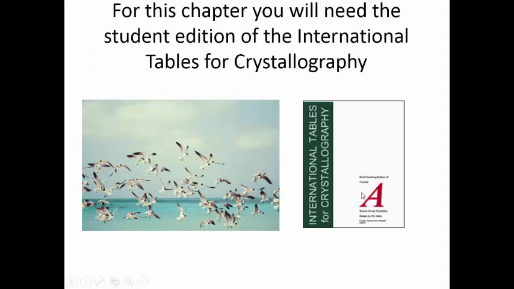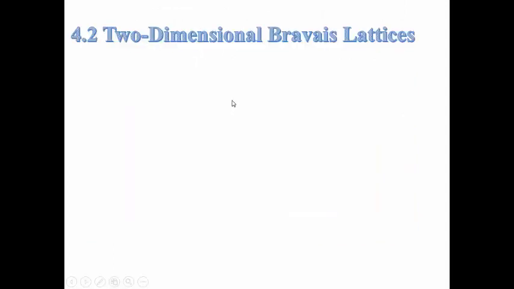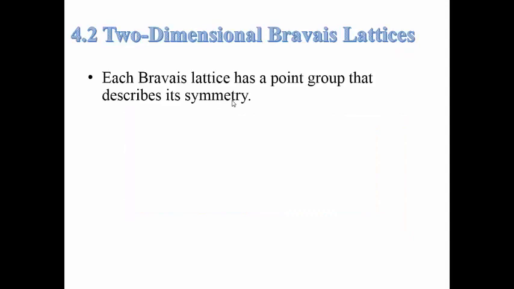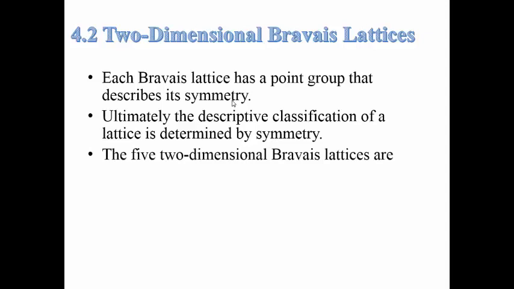The whole idea here is that in the point groups, we just looked at individual molecules or birds or objects, but we didn't organize them in a periodic way. But with the space groups, we organize our gulls in a periodic way. We've had lattices before, and now we're going to show how each Bravais lattice has a point group that describes its symmetry. Ultimately, the descriptive classification of a lattice is determined by its symmetry.